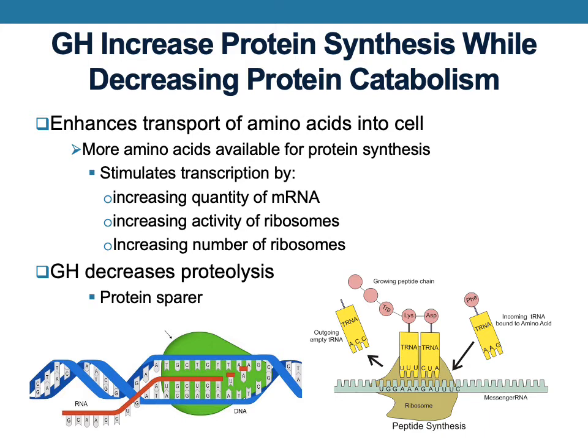The increase of intracellular amino acids will stimulate DNA transcription. Increased transcription will produce an abundance of mRNA. In order for the cell to manage all this extra mRNA, the cell will have to increase the activity and the number of ribosomes to handle this big load of mRNA. Growth hormone also decreases proteolysis, so it's also known as a protein sparer.